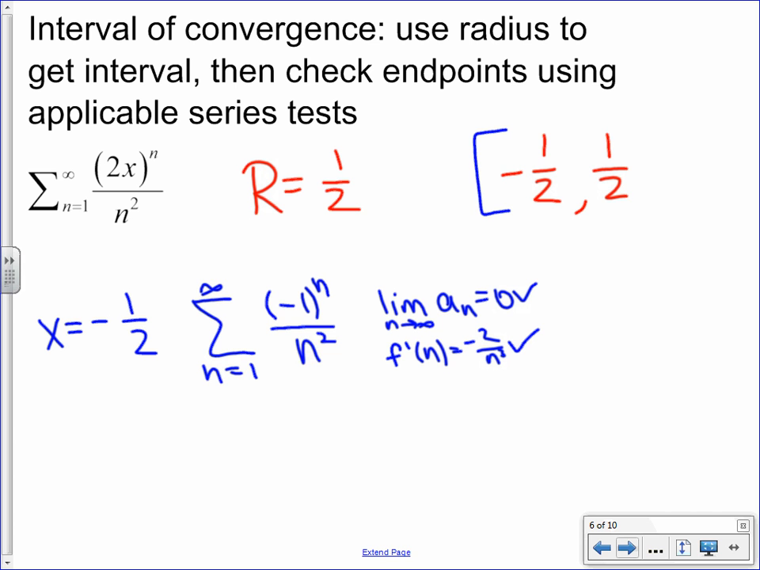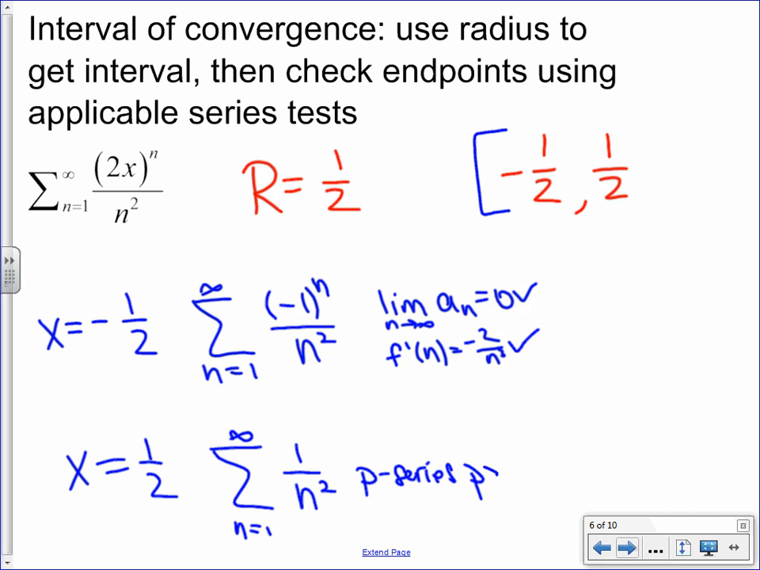Okay. How about x is 1/2? What's 1/2 times 2? One. What's 1 to the n? One. So we have 1 over n squared. P series. So P is greater than one. So we get to include both of our endpoints.